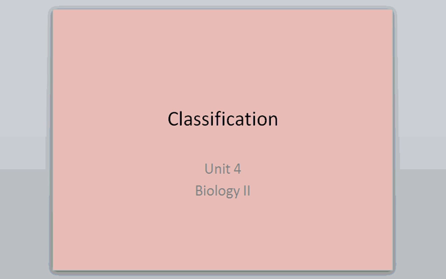So today we're going to start off with classification. We're moving on from Unit 3 into Unit 4, classification. In past units we've talked about cells and how to categorize cells, and now we're going to look at how we categorize organisms as a whole.